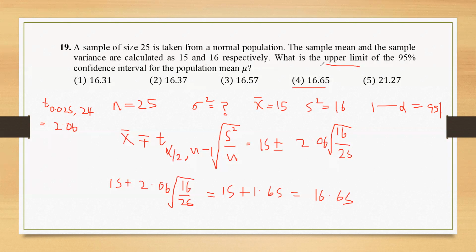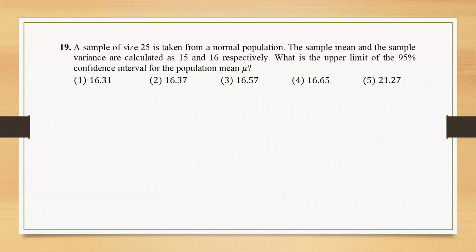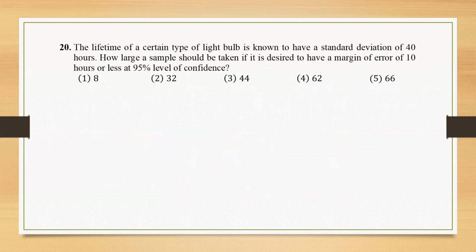Now we can move to the 20th question in your model paper. It is also a calculation one. The lifetime of a certain type of light bulb is known to have a standard deviation of 14 hours. How large a sample should be taken if it is desired to have a margin of error of 10 hours or less at 95 level of confidence?